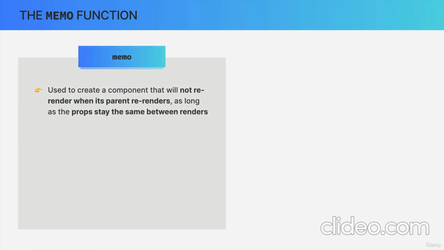So, React contains a memo function, and we can use this function to create a component that will not re-render when its parent re-renders, as long as the passed props stay the same between renders. Or, in other words, we use memo to create a memoized component. And if we think about it, this is exactly the optimization technique that I explained in the previous slide.